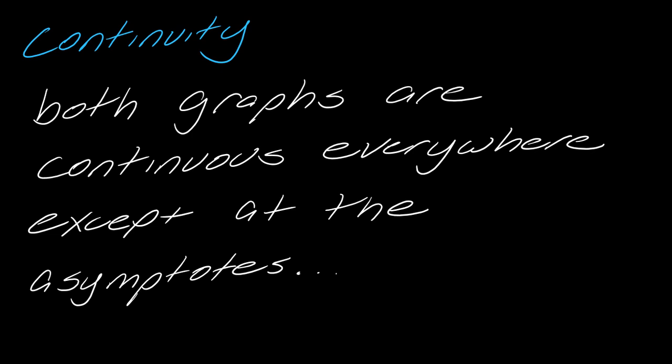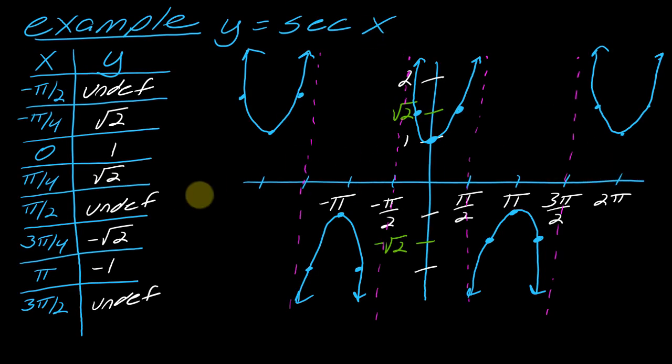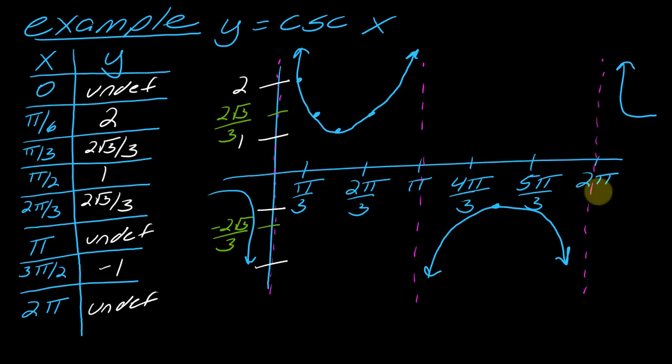Okay, so continuity: the graphs are continuous everywhere except where they have asymptotes. Now, you know that they have a lot of asymptotes. You can see for both of them that they have all these asymptotes. They just go on forever.